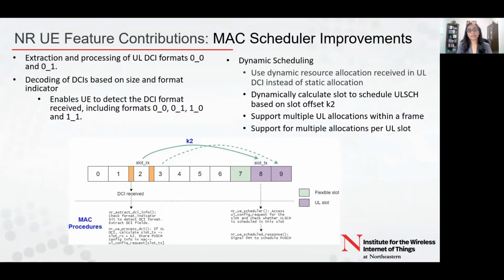We also removed static resource assignment for PUSCH at the UE and enabled dynamic scheduling. The UE now makes use of dynamic resources received in uplink DCI. It also dynamically calculates the uplink slot for PUSCH based on slot offset K2, as shown in the figure below. And it supports multiple allocations within a frame and also per slot. The significance of these improvements is that these will allow the G-Node B to now support multiple UEs and schedule for better resource utilization.